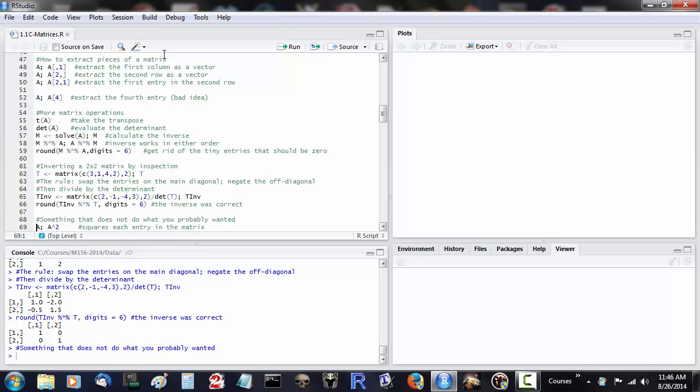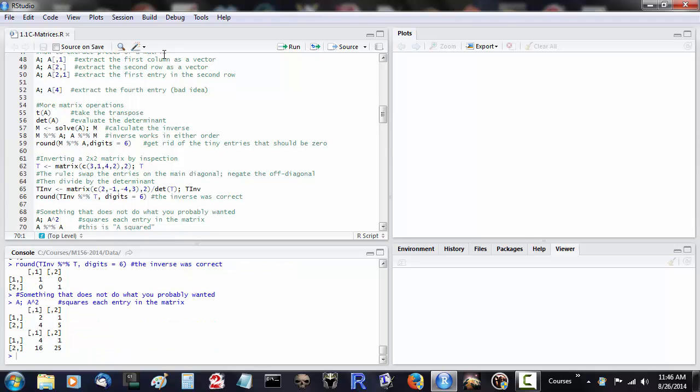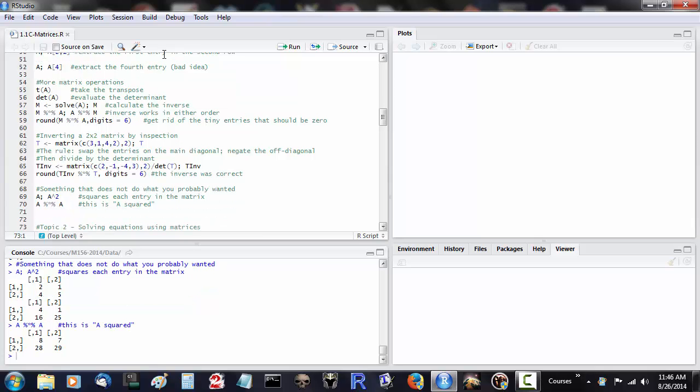Here's an operation that does something you probably didn't want to do. Ordinarily, in R, caret 2 squares something. So if I ask R for 3 caret 2, it will give me 9. But if I ask it to square A, it will say, oh, A is a vector, he wants the squaring operation applied to each entry. And what I will get is a matrix that has in each position the square of the corresponding entry of A. That's not what I want. What we refer to as A squared is A matrix multiplied by A, and there's the right answer.